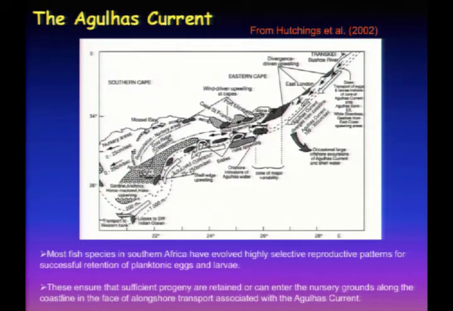The story with fisheries and higher trophic levels in the Agulhas Current is that if you're a coastal fish, like a sardine, an anchovy, a horse mackerel, you do not want your progeny getting in the Agulhas Current. Because if your progeny get into the Agulhas Current, or if you get into the Agulhas Current, you're gone, okay?